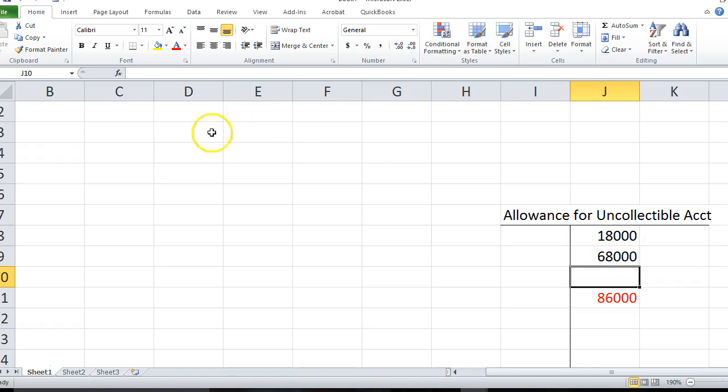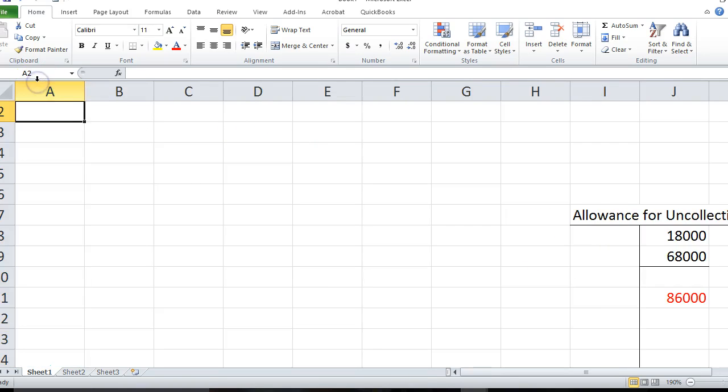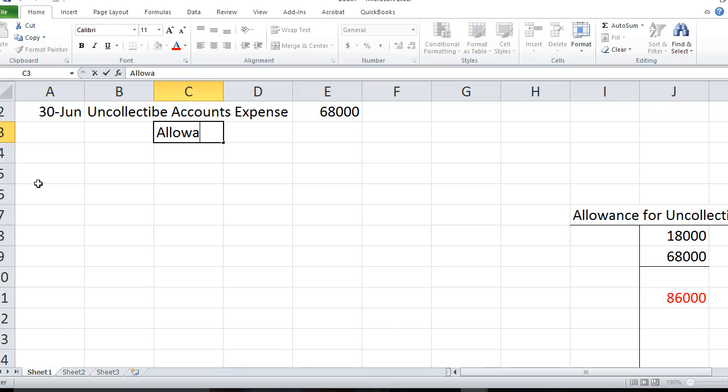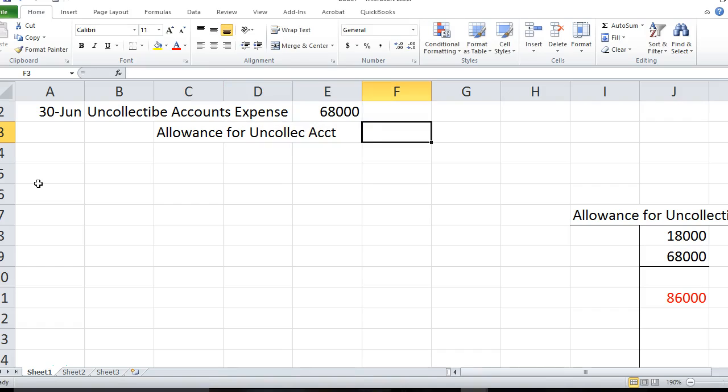So we will do, on June 30th, an uncollectible accounts expense for $68,000, and we'll do allowance for uncollectible accounts for $68,000. Because we want it to be at 86, but to get it at 86, that's the adjustment we need to make, is for 68. Does that make sense, guys?